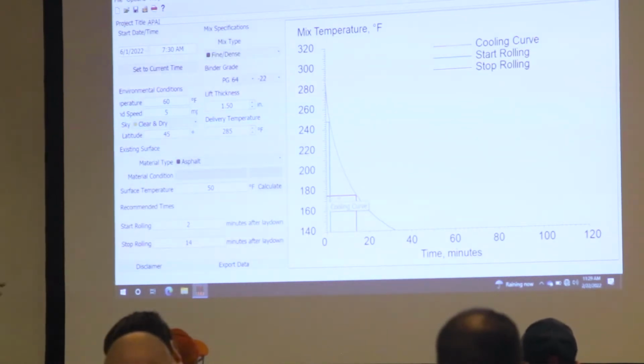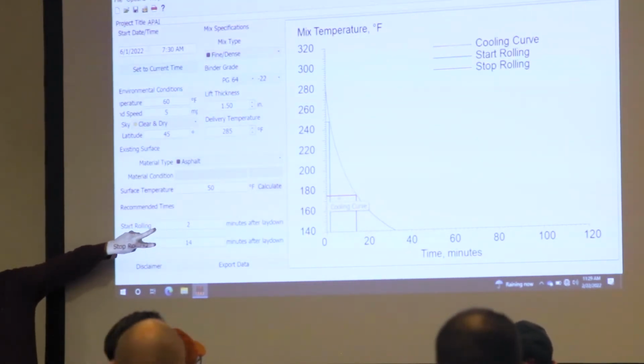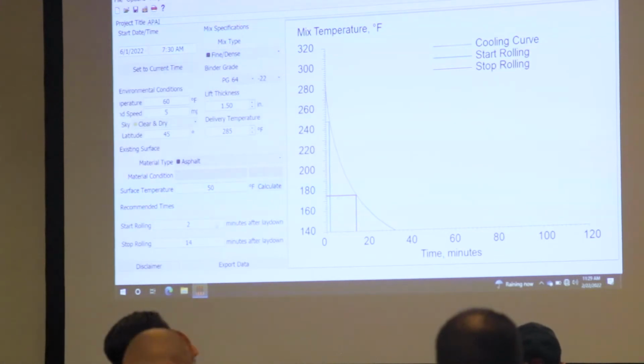But basically what I like down here, this is what magic you're looking for. June 1st, 2022, on a 60-degree morning where the ground's 50 degrees and you're laying it at 290. It's right behind the paver, says start rolling in about 2 minutes. You better be done in 14 minutes. How many people would have thought, laying 1.5 inches of surface on a 60-degree day, that you only had 14 minutes to get your passes on?